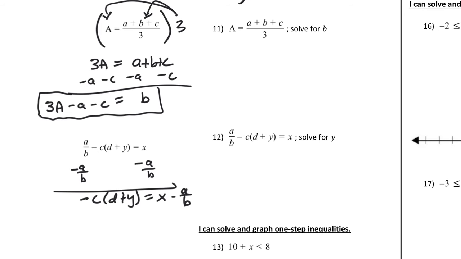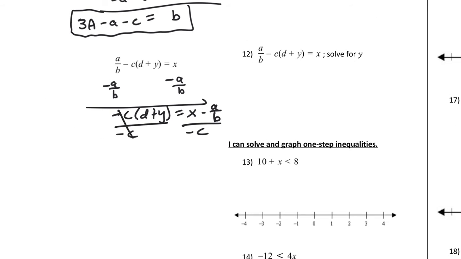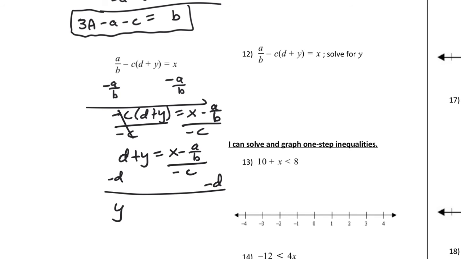And then I have to divide by negative c. Divide this by negative c, and I'm left with d plus y equals x minus a over b, all divided by negative c. Wow, this is going to be a mess after this. Finally, I have to subtract d from both sides. I subtract d over here, and I get y is equal to x minus a over b over negative c minus d, just like that.